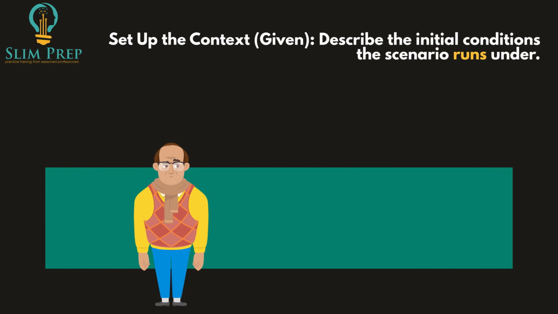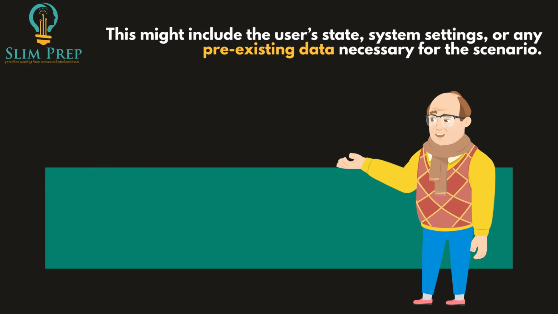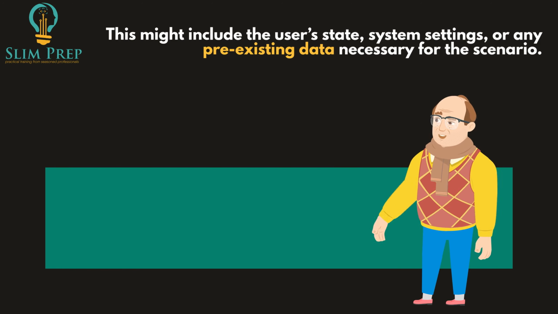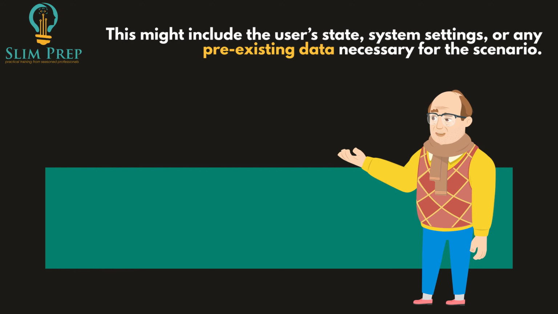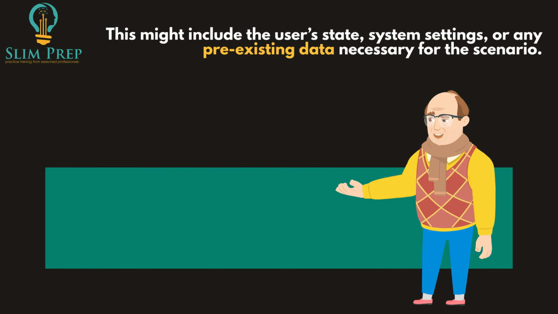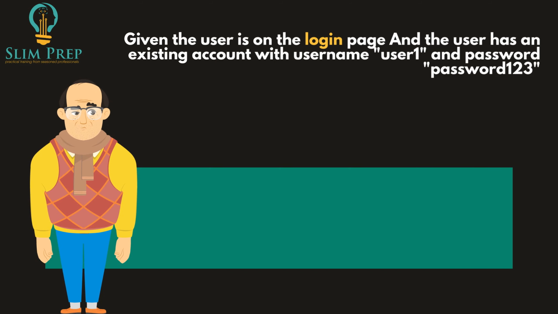Set up the context. Given, describe the initial conditions the scenario runs under. This might include the user state, system settings, or any pre-existing data necessary for the scenario. Given the user is on the login page and the user has an existing account with username user1 and password password123.